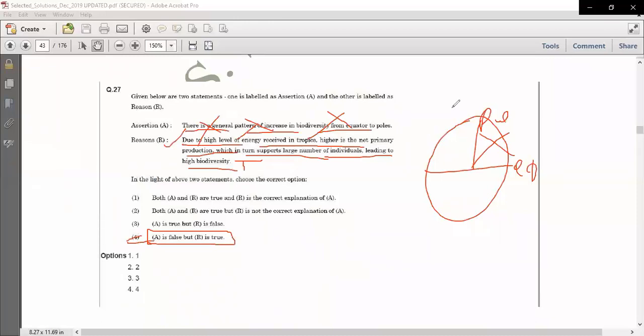Is it clear to everyone? 27, fourth is the correct answer. Anyone having any doubt in this? Okay.